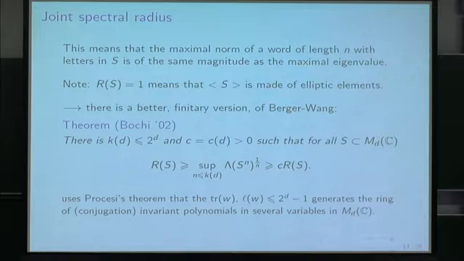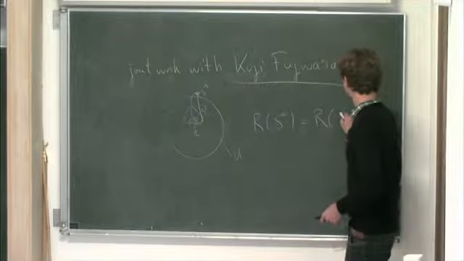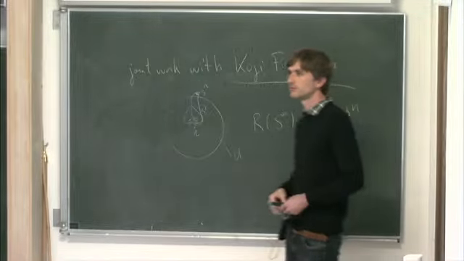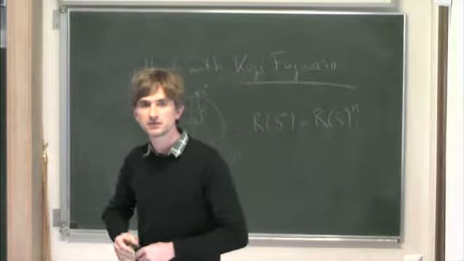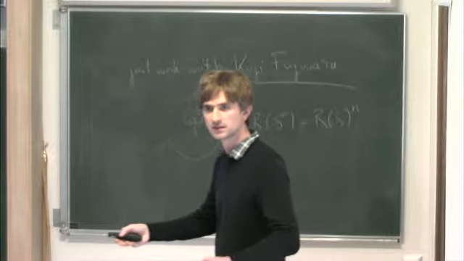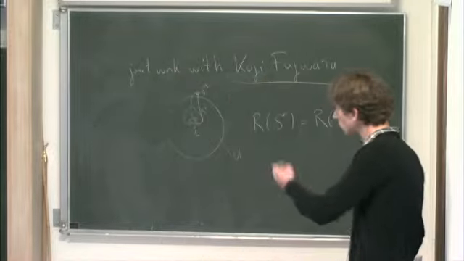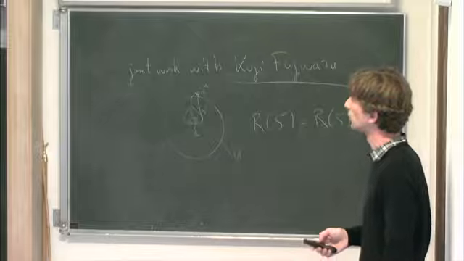From this inequality, it's obvious that the spectral radius of S to the n is the spectral radius of S to the power n. So if you replace S here by S to the n and let n go to infinity, you immediately recover the Berger-Wang equality. This is a quantified version of Berger-Wang.